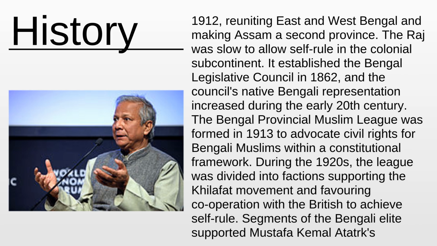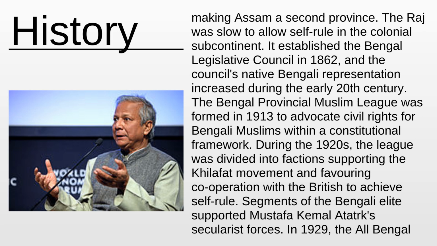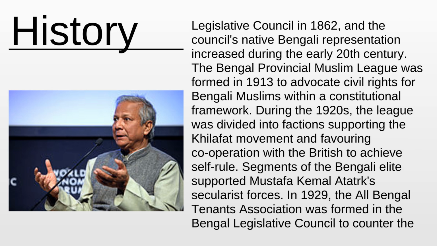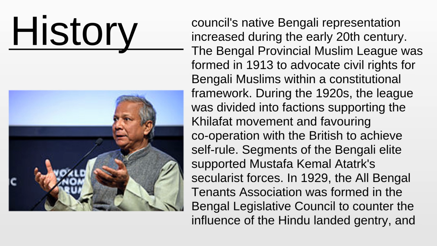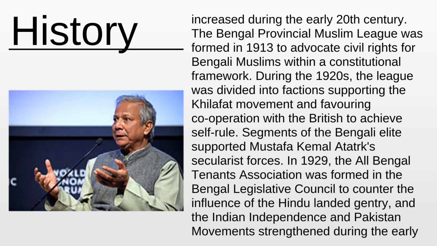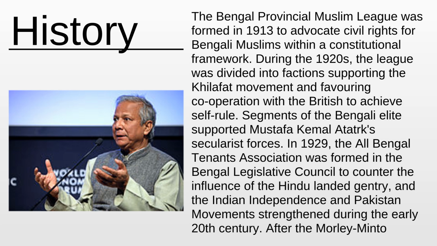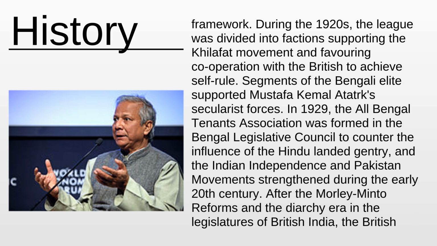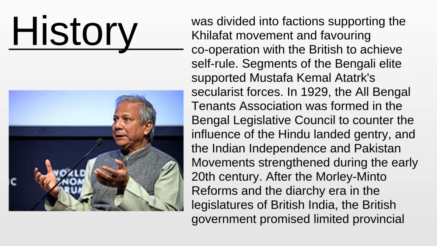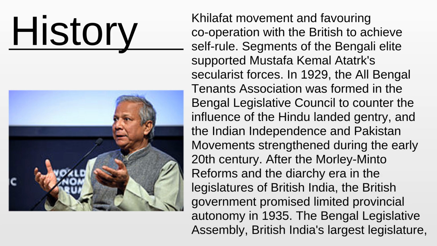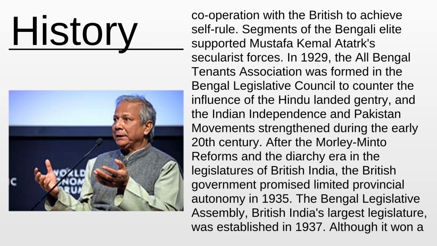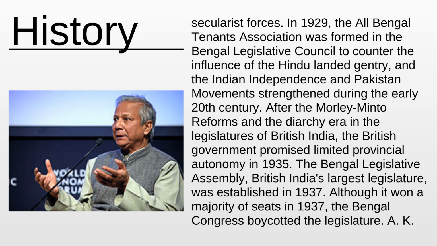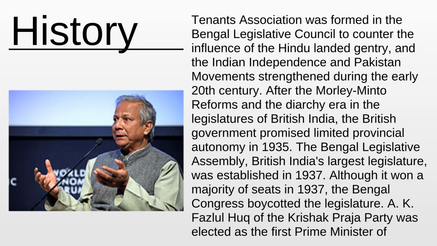The Raj was slow to allow self-rule in the colonial subcontinent. It established the Bengal Legislative Council in 1862, and the council's native Bengali representation increased during the early 20th century. The Bengal Provincial Muslim League was formed in 1913 to advocate civil rights for Bengali Muslims within a constitutional framework. During the 1920s, the League was divided into factions supporting the Caliphate movement and favoring cooperation with the British to achieve self-rule. Segments of the Bengali elite supported Mustafa Kemal Ataturk's secularist forces. In 1929, the All Bengal Tenants Association was formed in the Bengal Legislative Council to counter the influence of the Hindu landed gentry, and the Indian independence and Pakistan movements strengthened during the early 20th century.